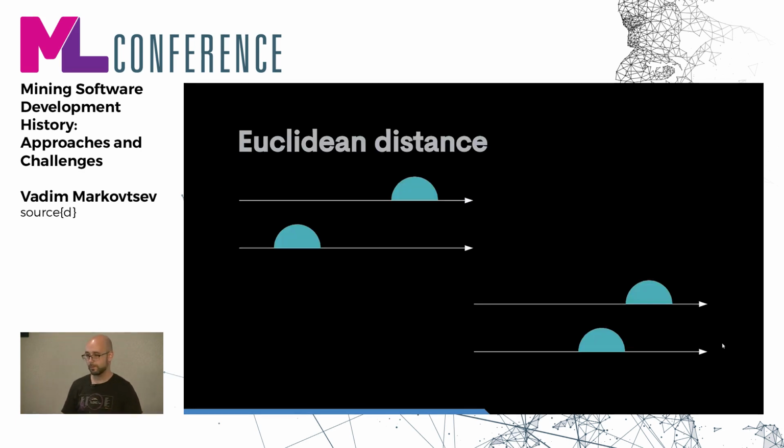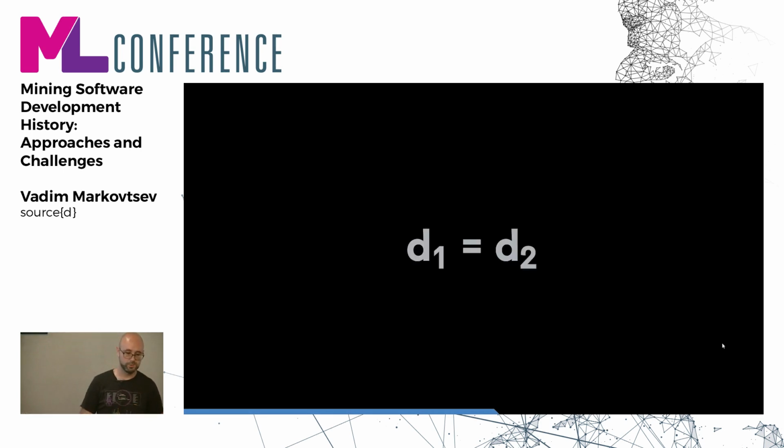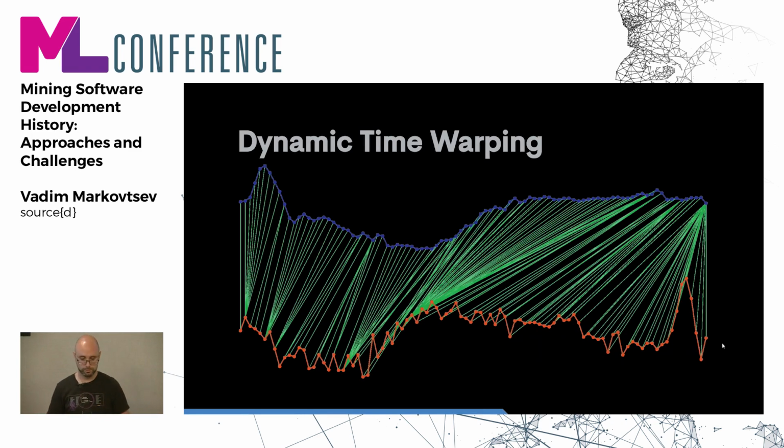Okay. Now let's try to define the distance. And the brute force approach to that would be just to compare time series by Euclidean distance. It will not work so well, unfortunately, because in this example, the difference will be exactly the same. It doesn't take into account how close these two explosions in your commit activity are. They will be the same, just by the definition of Euclidean distance. So we need to be smarter.